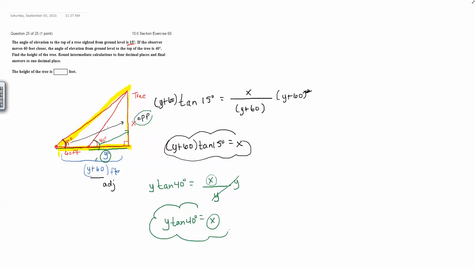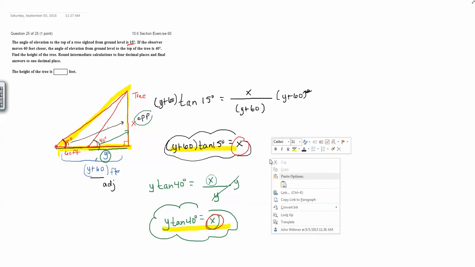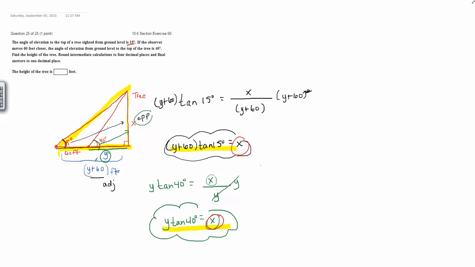Okay, and now if we compare these two equations, the only thing that's really similar about them is the fact that I have two different equations that show me what x equals. So x is equal to y plus 60 times tangent of 15, and x is also equal to y times tangent of 40. So since both of these are equal to x, then I can set them equal to each other. So let's go ahead and do that.